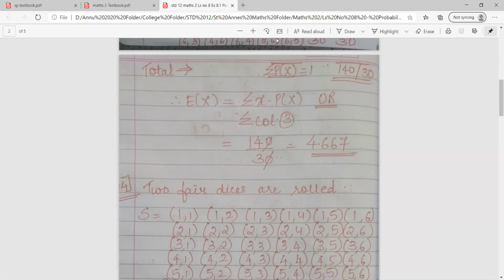As you all know, whatever you do, the total of probability should be 1. So our final answer is 140 divided by 30, 0 cancels. The answer is 4.667.